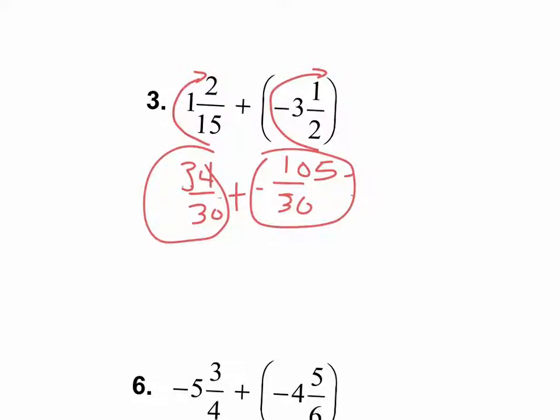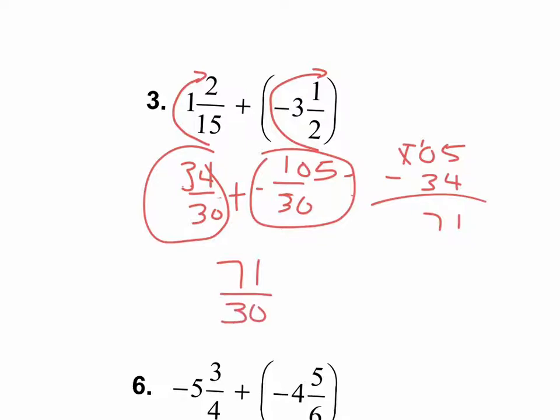So opposite signs we subtract. So I'm going to do 105 minus 34. I will get 71. Okay, so 71. And then 30 minus 30? No, you keep the denominator. We keep the denominator when you are adding and subtracting. Do not forget that. And then 105 is bigger than 34, so we keep that negative. And we don't like it being improper, so how many 30s go into 71? 2 of them.